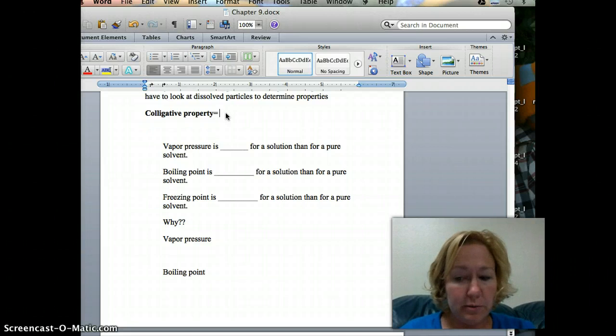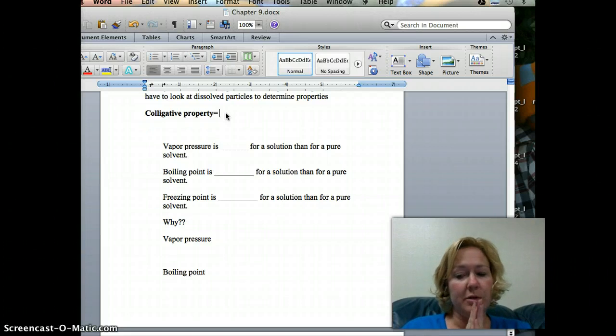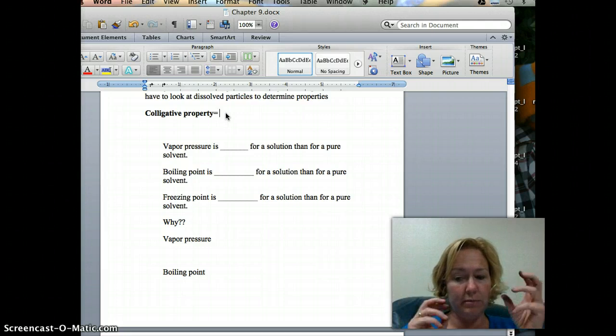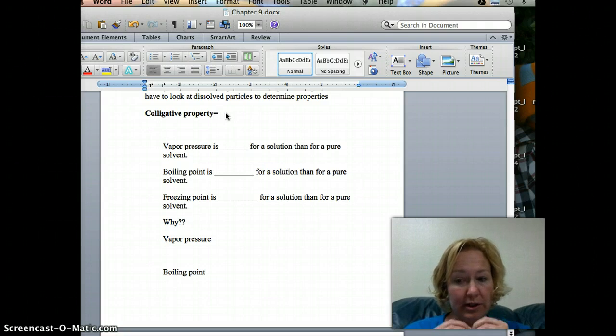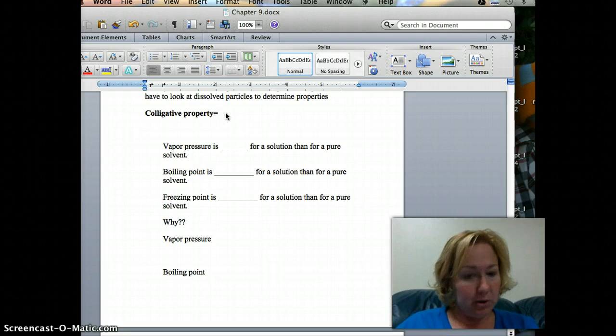Colligative properties. What does this mean? This means the difference between a pure solvent and a mixture, a solution. If you look on the periodic table, it will give you boiling point and freezing point and all kinds of information about a pure solvent. What happens when you add two pure substances together and make a solution? You get colligative properties. You get different properties.